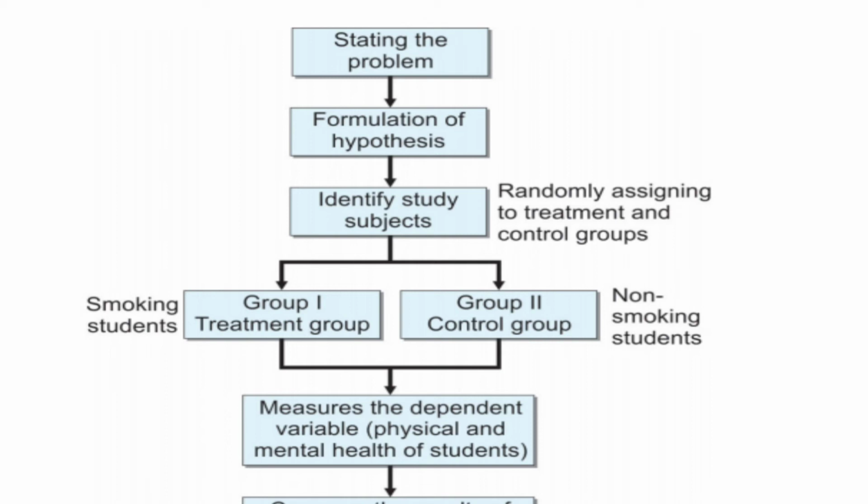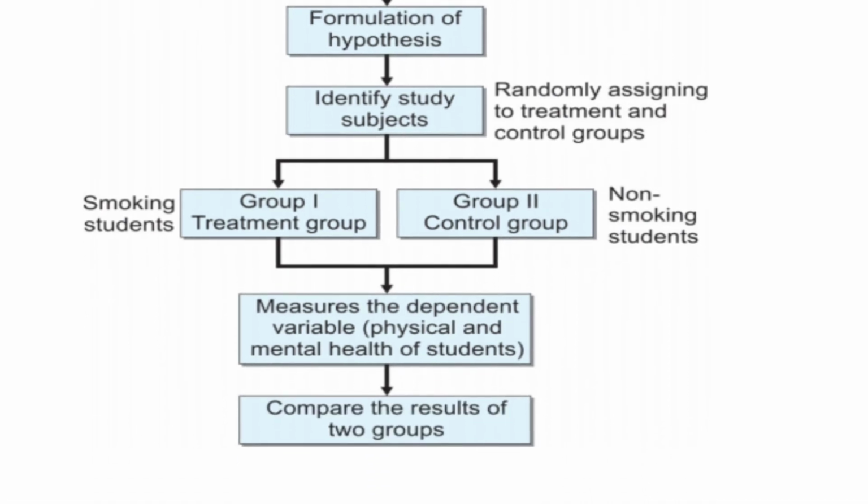So when they are going to pick the lots, students who are getting E can be placed in the experimental group and students who are getting C can be placed in the control group. Or sometimes you can take 25 students who are smokers and put them in the experimental group, or treatment group, and 25 students who are non-smokers you can put in group 2, that is the control group.